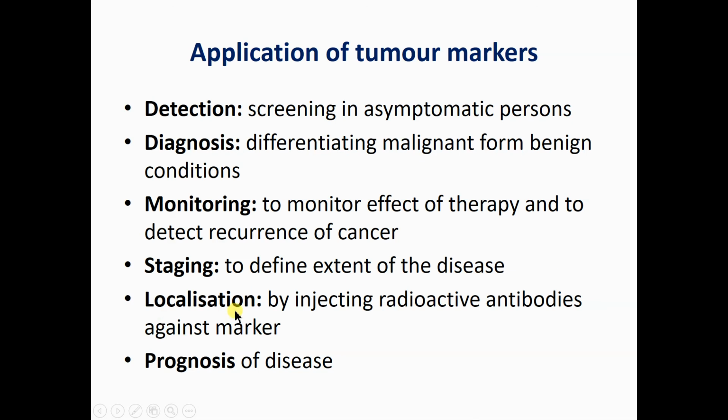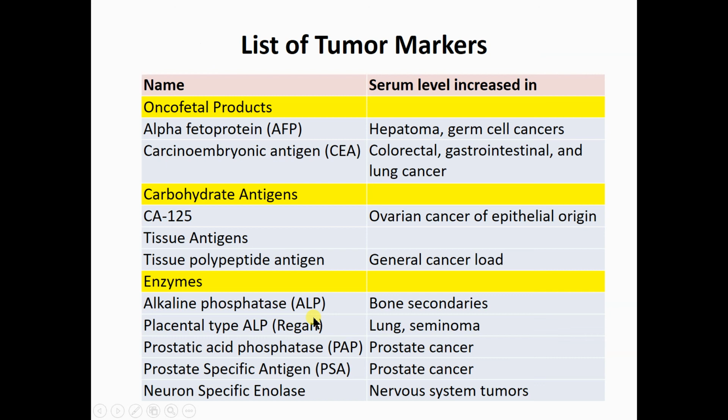Then localization by injecting radioactive antibodies against the marker. So we can find out the particular tissue localization where it is present. Then it is also useful for the prognosis of the disease. So these are certain applications of the tumor markers.